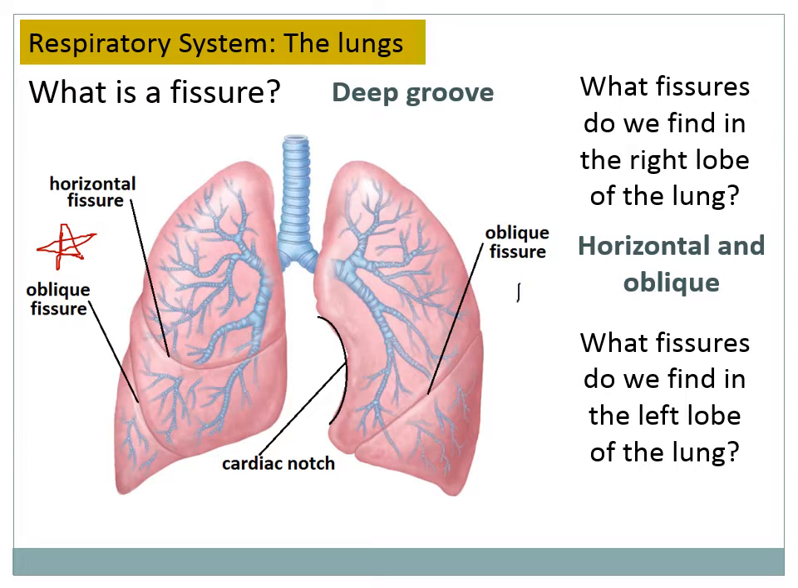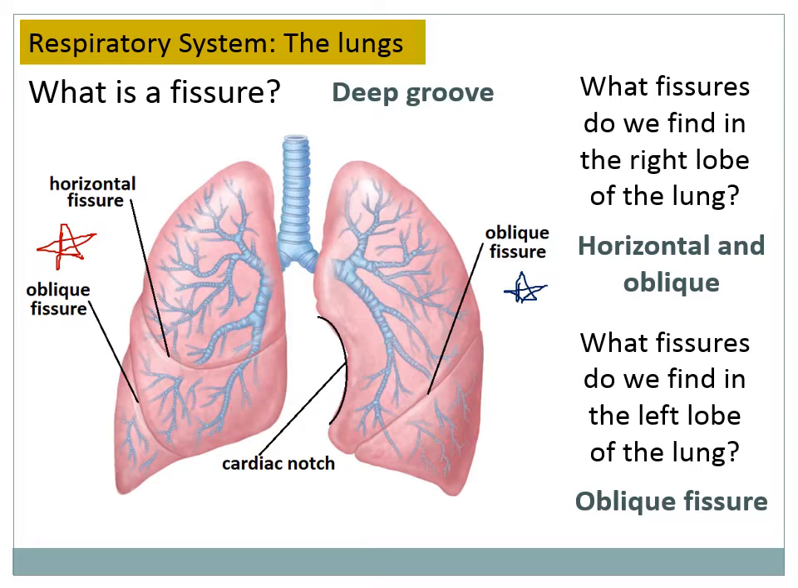So left side is over here. Your left side is going to be our oblique fissure. So on the left side, we have an oblique fissure, and on the right side, we have a horizontal and an oblique fissure. So the way to help you remember that there are fewer fissures on the left side, you can always remember left has less. So the left side has fewer fissures than the right side.